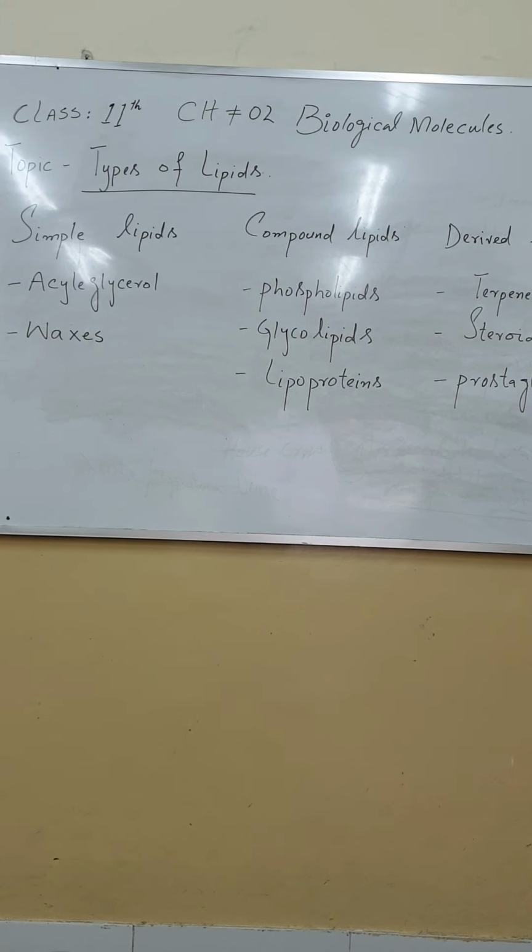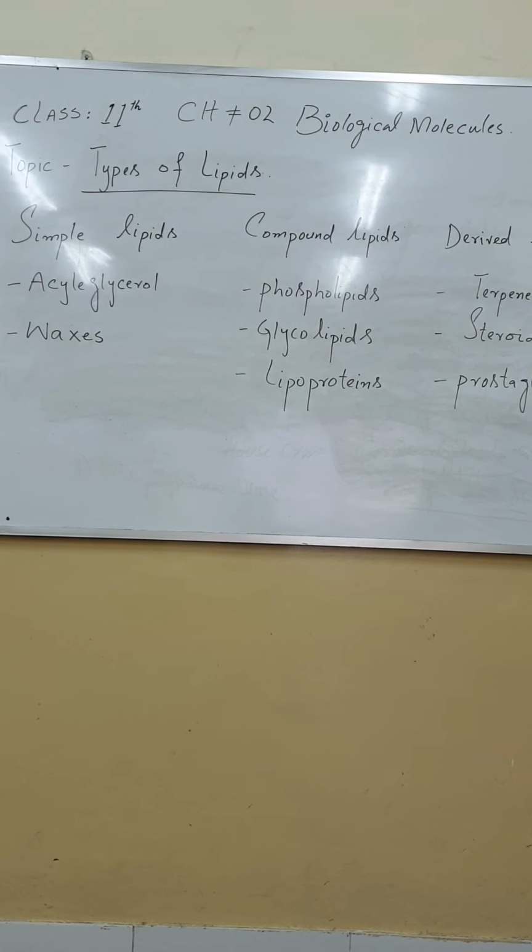And the next category is the compound lipids, examples of which are the phospholipids, glycolipids and lipoproteins. It means these lipids are a combination of lipids with other compounds, so we call it a compound lipid. Like when phosphate is combined with the lipids, it is known as phospholipids. When carbohydrates are combined with the lipids, they are known as glycolipids. And when proteins are combined with the lipids, they are known as lipoproteins.